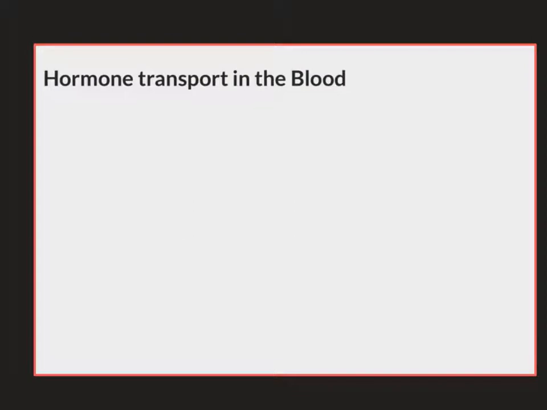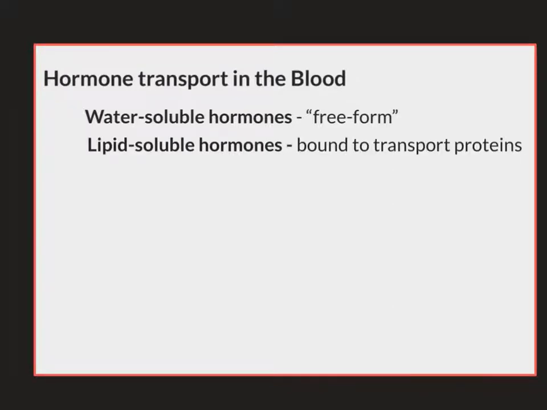Let's take a look at how hormones travel through the blood. Most water-soluble hormones are going to circulate in the blood in their free form. This means that they are not attached to any other molecules. However, most lipid-soluble hormones are bound to transport proteins. These transport proteins are synthesized in the liver and have various functions as follows.